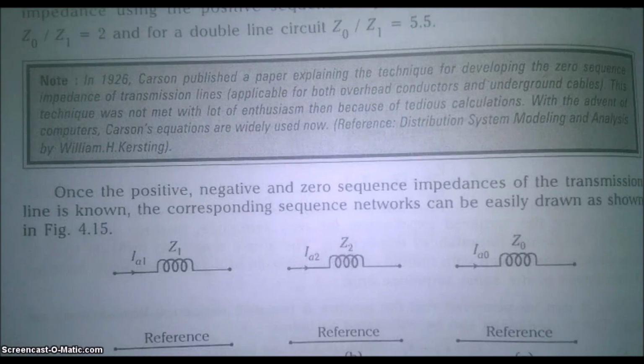Moving on. Once we have calculated all the sequence impedances, which is the positive, negative and the zero sequence, we can draw the sequence network easily, and it is shown below. As you can see, current IA1 is passing through Z1, IA2 is passing through Z2, IA0 is passing through Z0. This is Nishchay.